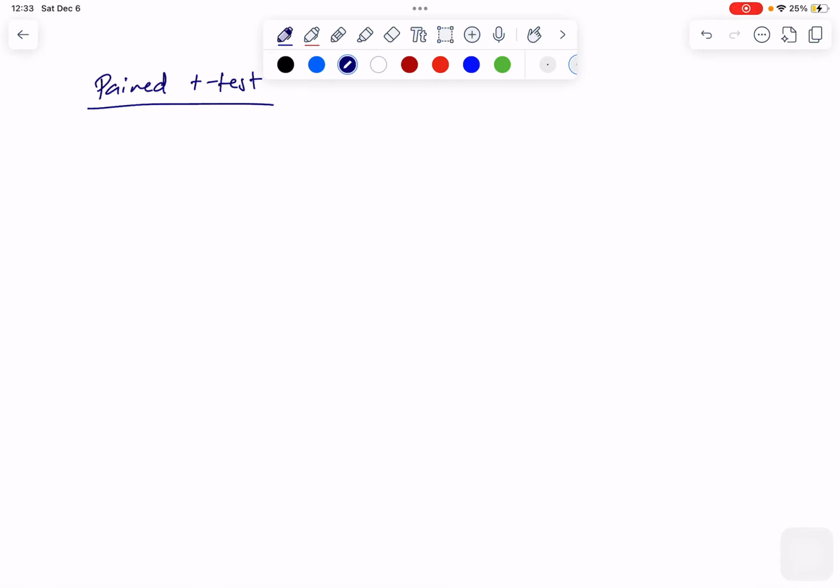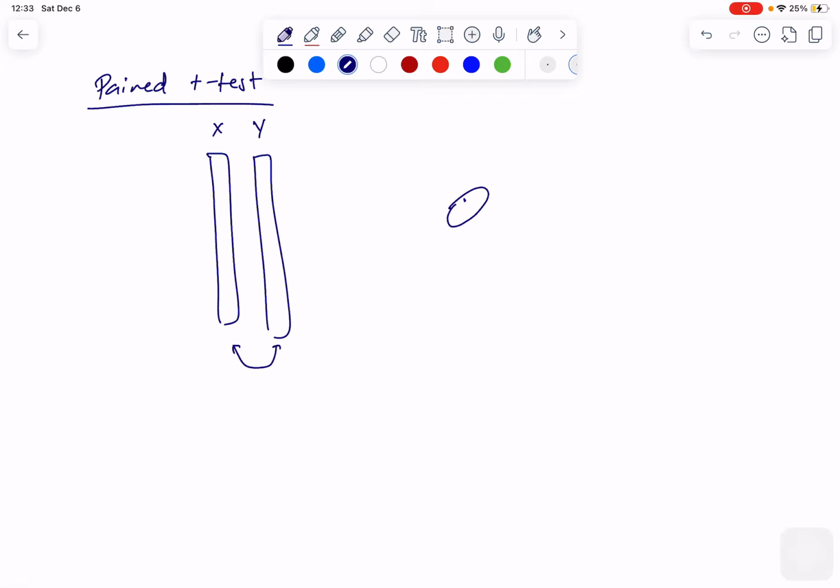In the paired t-test, they're gonna give you a table. They give you two sets of results, for example set number 1 as x and set number 2 as y. It's always a before and after. For example, if I have a drug and I'm measuring how effective this medication is.